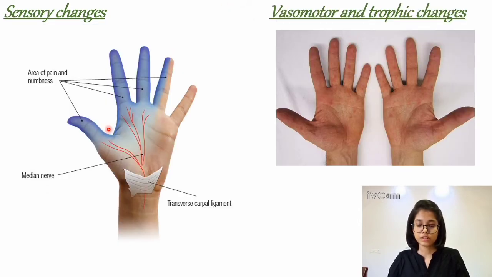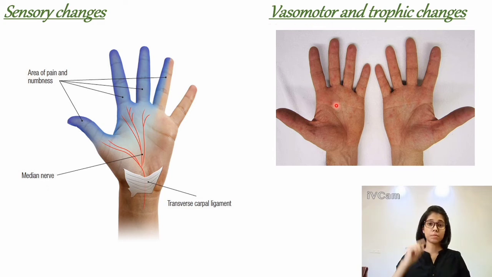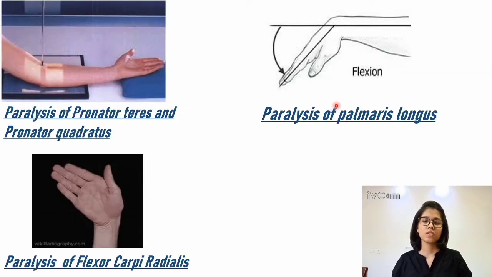Then the sensory changes. So the sensory loss is over the lateral 3½ digits, and here point to be noted, skin over the thenar eminence is not affected because the palmar cutaneous branch that gives supply to this area arises over the forearm. Then vasomotor changes, it include the skin over the sensory loss, it becomes warmer due to arteriolar dilation and also drier due to absence of sweating. Trophic changes include the skin becomes dry and scaly and also the nails get easily cracked. So this was when the median nerve is damaged in the carpal tunnel.